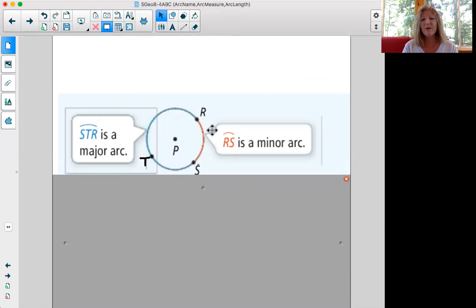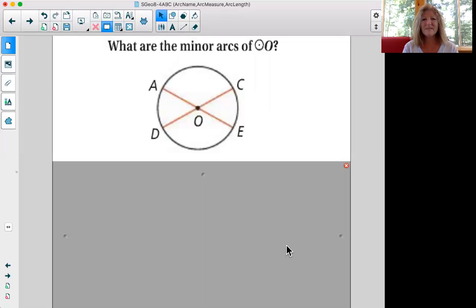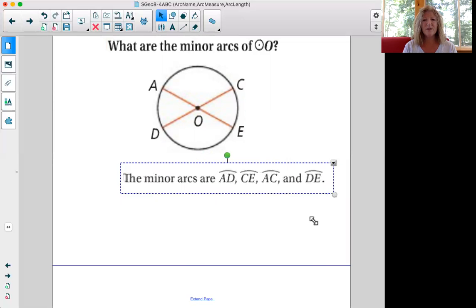So here's an example of a minor arc, less than a semicircle, and a major arc in blue, bigger than a semicircle. So see if you can come up with another way to name each of these arcs. So pause the video and write on your paper a couple minor arcs that you happen to see in this diagram, some minor arcs of this circle O. Any of these would have been correct answers.